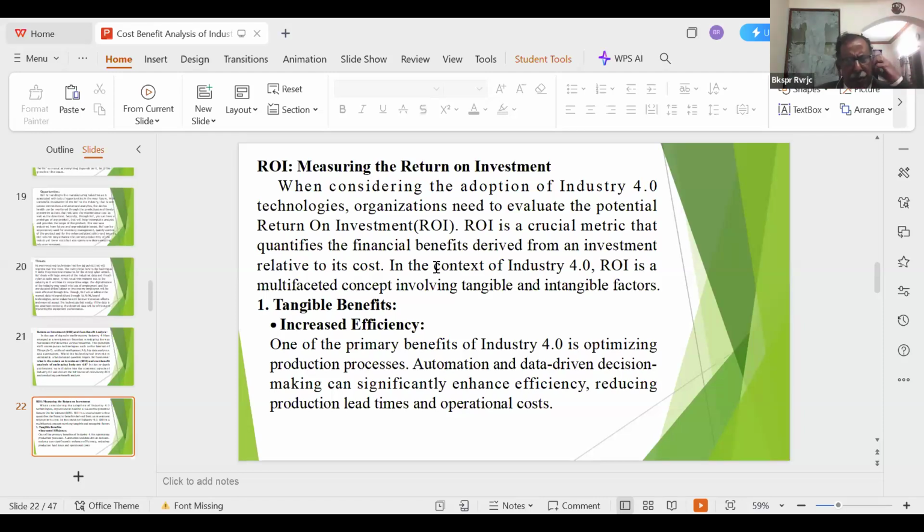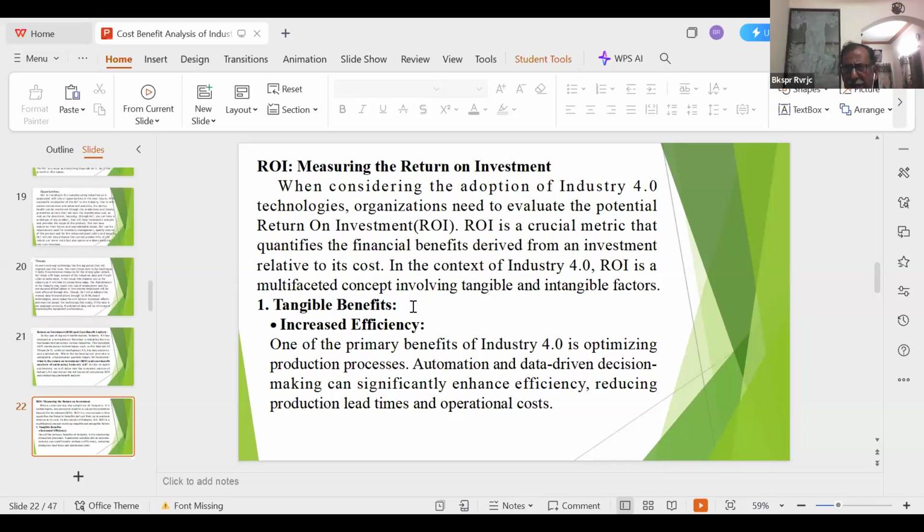ROI is a multifaceted concept involving tangible and intangible factors. The return on investment is identified using a crucial metric that quantifies the financial benefits derived from an investment relative to its cost. It is always comparing the cost and revenues, that is, the benefits and revenues or benefits and cost. In the context of Industry 4.0, ROI is a multifaceted concept involving tangible and intangible factors. The tangible benefits are the following. The increased efficiency.